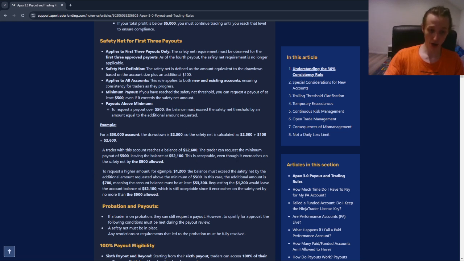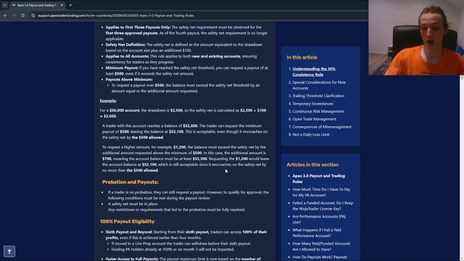To request a higher amount, for example $1,200, the balance must exceed the safety net by the additional amount requested above the minimum $500. In this case, the additional amount is $700, meaning the account balance must at least be $3,300. Requesting the $1,200 will leave the account balance at $2,100, which is still acceptable since it encroaches on the safety net by no more than $500 allowed.